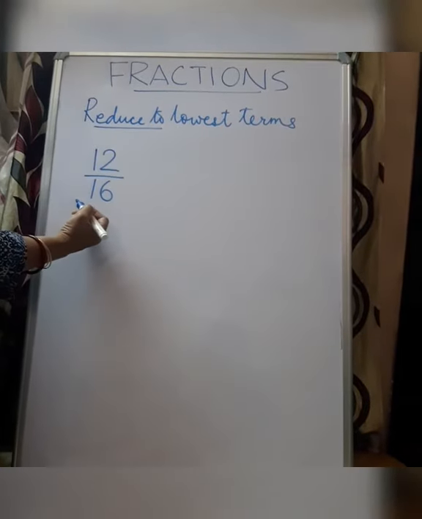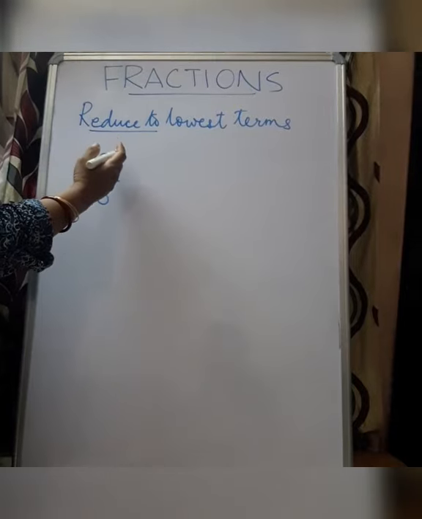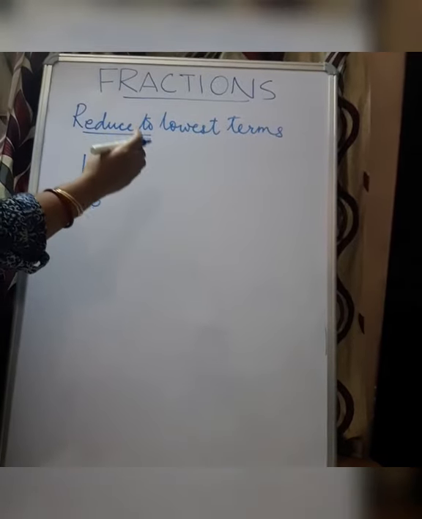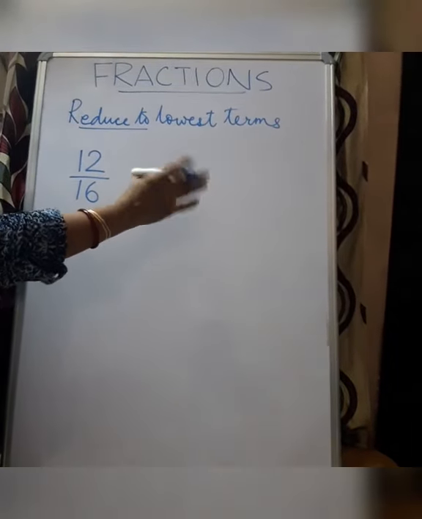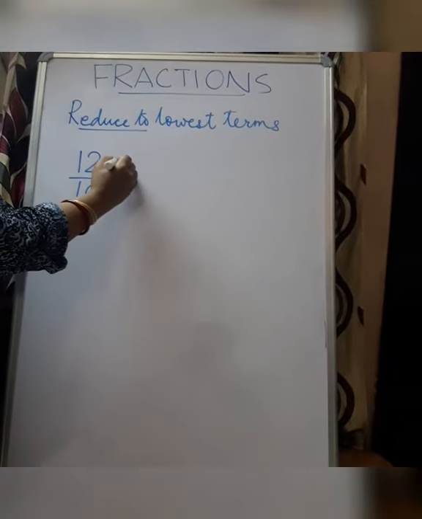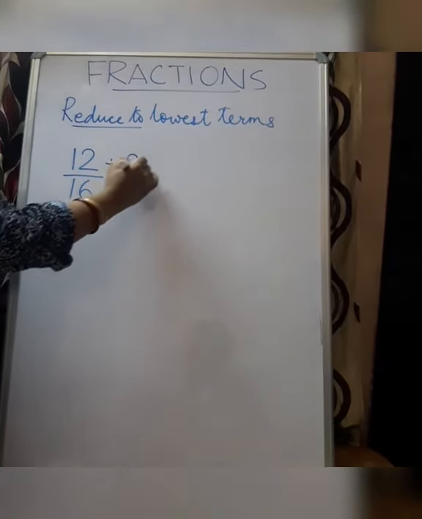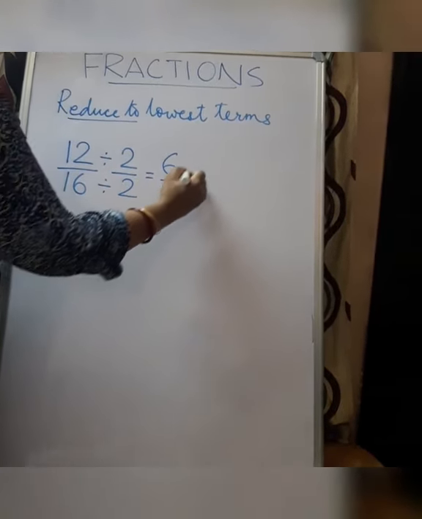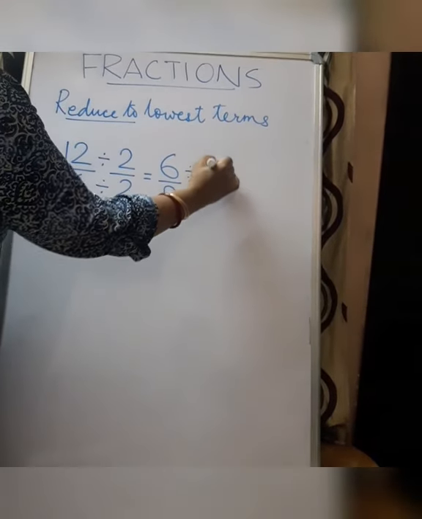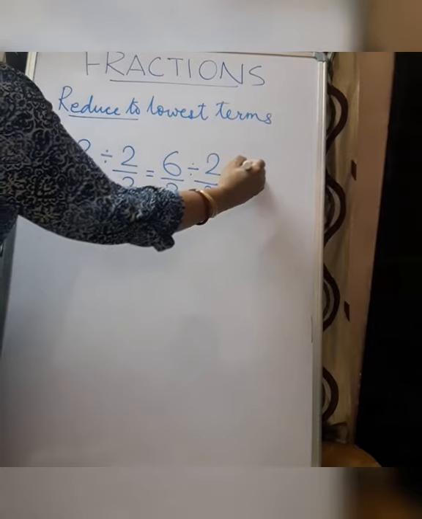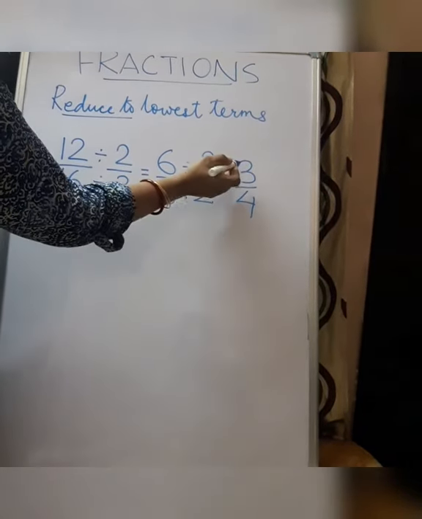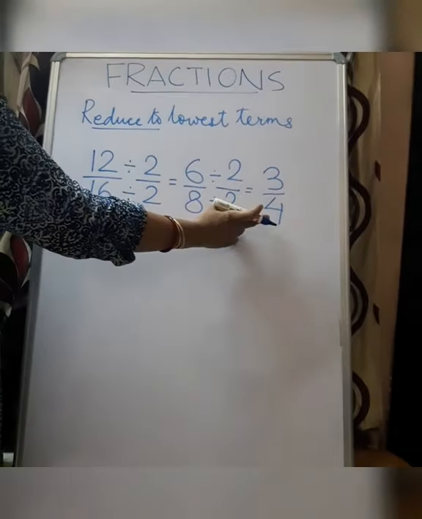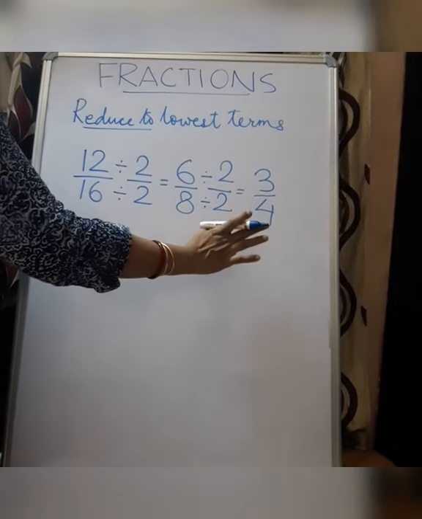Reduce to lowest terms. That means we have to divide this number again and again so that the final numerator and denominator are co-prime numbers. Let's see. We can divide it by 2 because both are even numbers. So it comes to be 6 by 8. We can again divide it by 2 by 2 and it comes to be 3 by 4. And now see, 3 and 4 both have no common factor. That means we can say this fraction has been reduced to lowest terms.